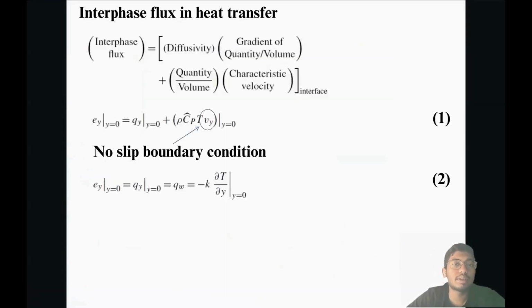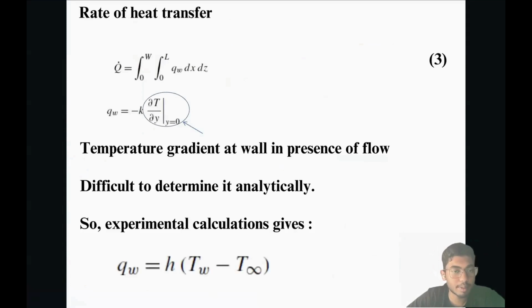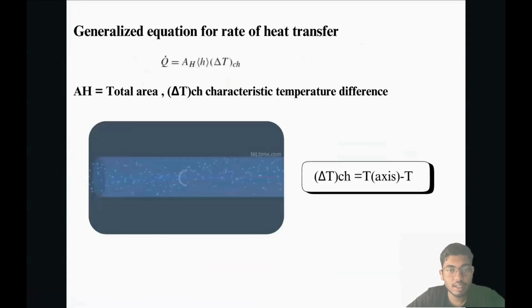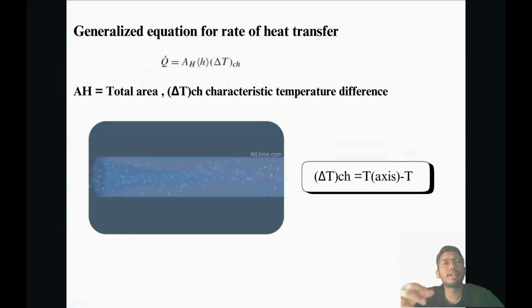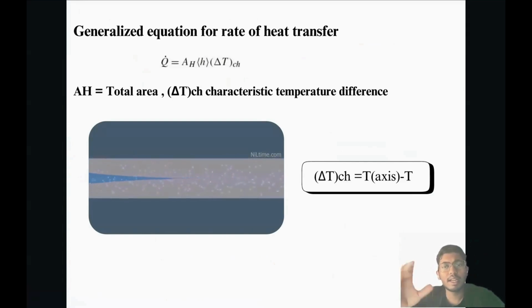But it is not the case when we are looking at flow through pipe. Here, the temperature that we would subtract it from is the temperature at the central line. So this defines the characteristic temperature. Therefore, it is known as characteristic temperature because it is different for different systems. It depends upon the character of the system.